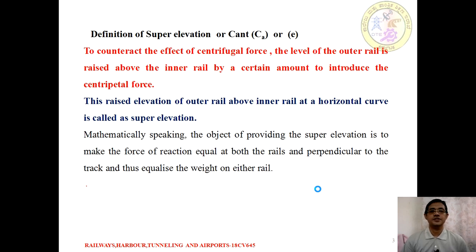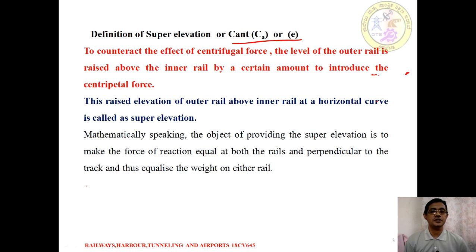Moving on to the definition of super elevation. Super elevation is sometimes called cant, or it is represented as C or A or E. So that is called super elevation, sometimes called cant, C, A or E in general terms.